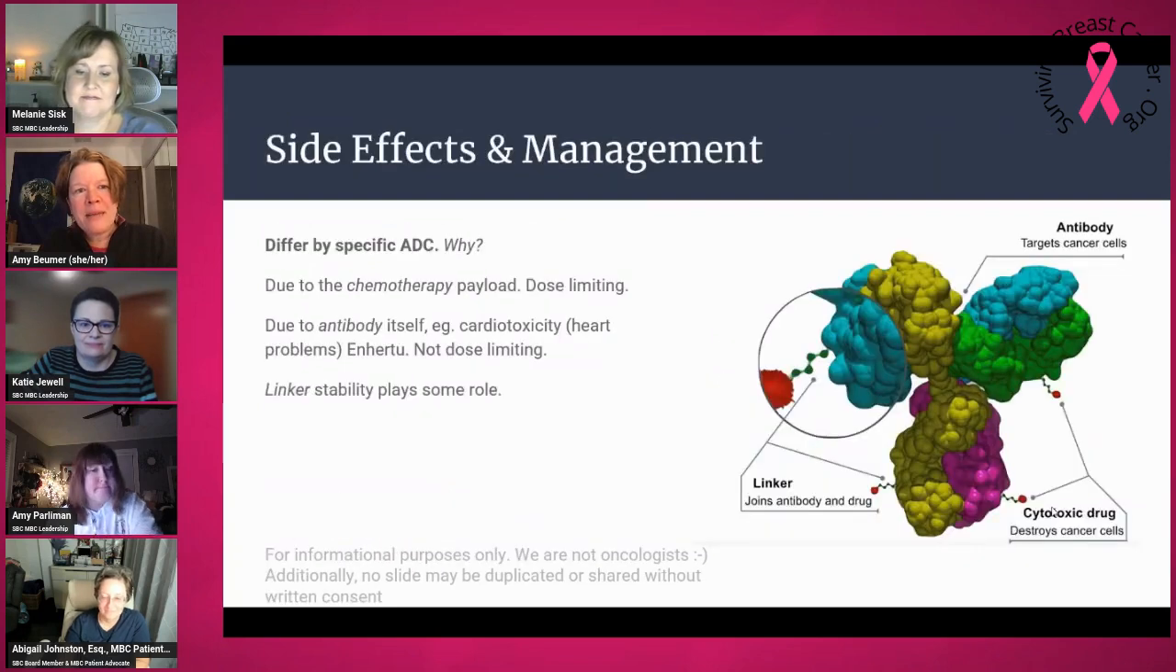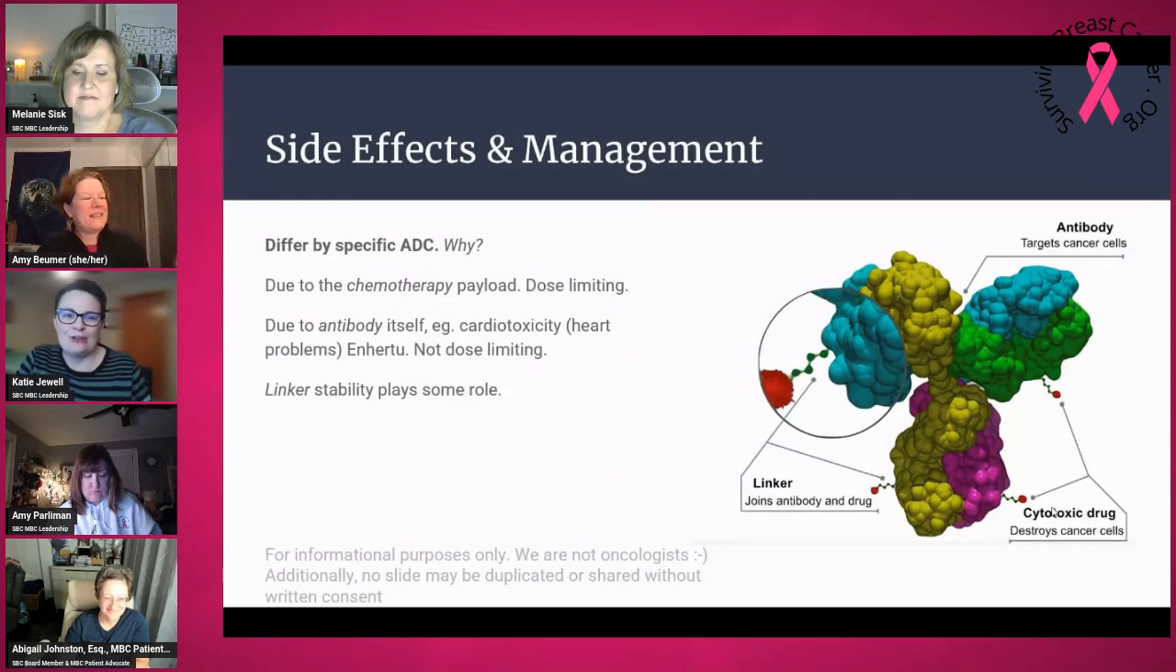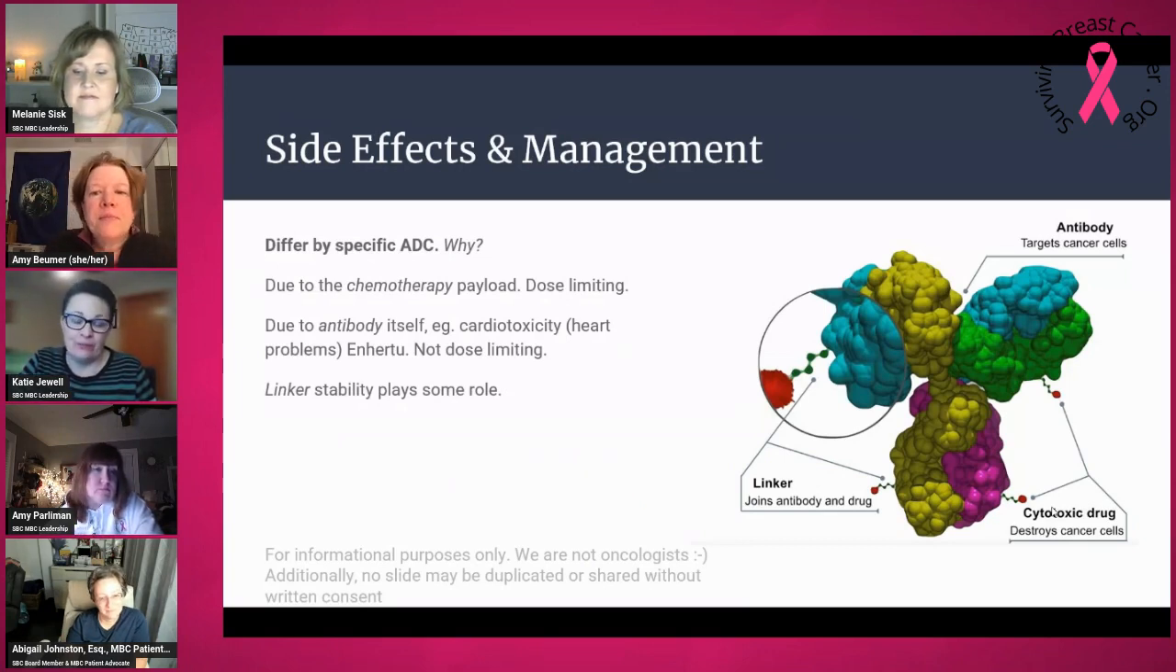And I think that means I'm turning it over to Katie. Yeah, so I get to talk a little bit about the side effects and management when it comes to ADCs. And I, for better or worse, have some personal experience with an ADC and side effect management.